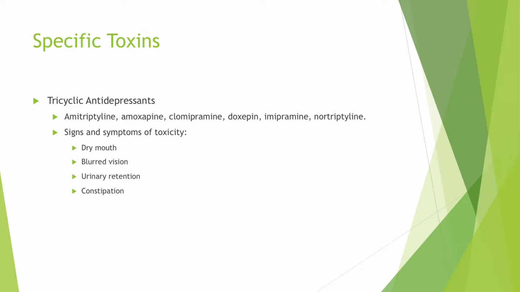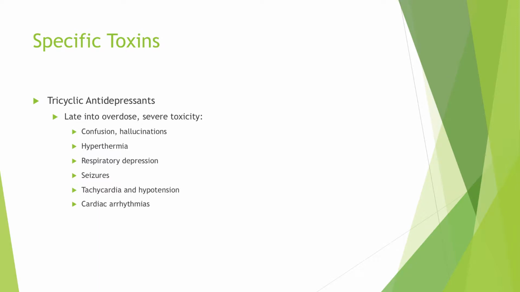Signs and symptoms that they're out of therapeutic level and toxic are dry mouth, blurred vision, urinary retention, and constipation can be some of the things they're complaining of. With more severe toxicity, where you guys are probably going to be getting called, there are hallucinations, they become hypothermic, they go respiratory depression and seizures. Once again, you're going to have to support your ABCs. You can see some of the different effects CNS-wise, all the way to seizures and basically altered mental status, tachycardia with hypotension, and cardiac dysrhythmias.